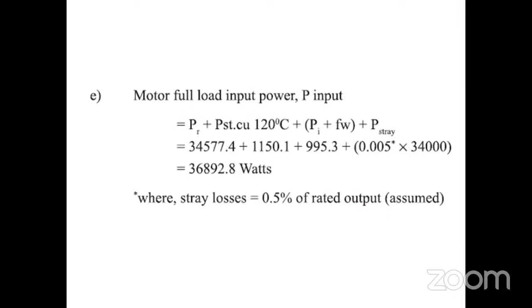Where stray loss is equal to 0.5. Sir, this is my important point. I thought they are given in the question itself, but they are not given. So we have to assume stray losses is equal to 0.5% of the rated output.